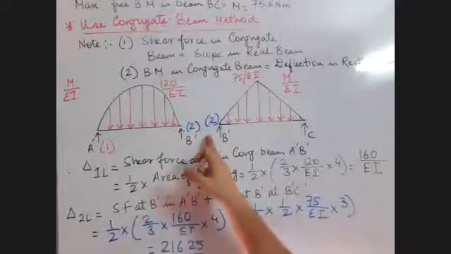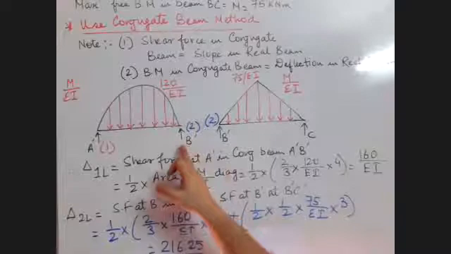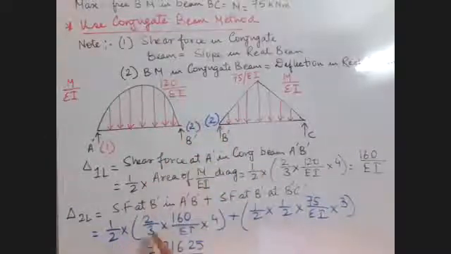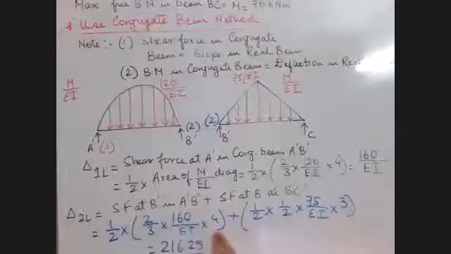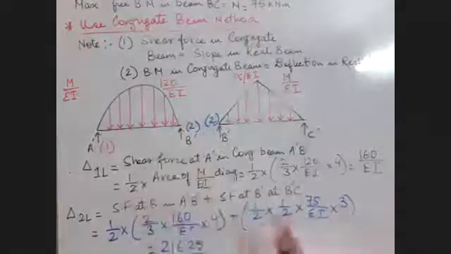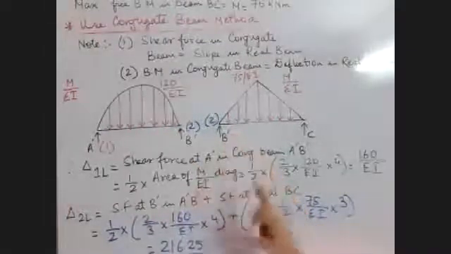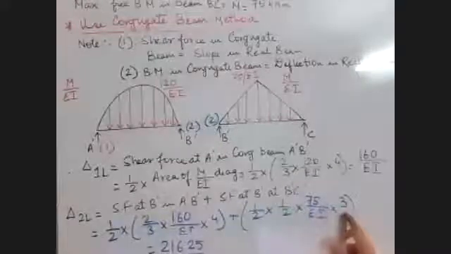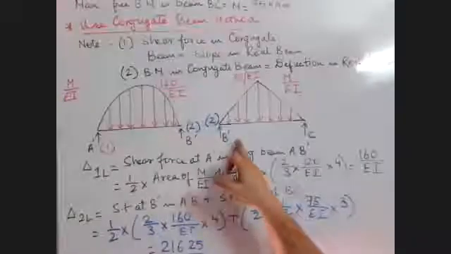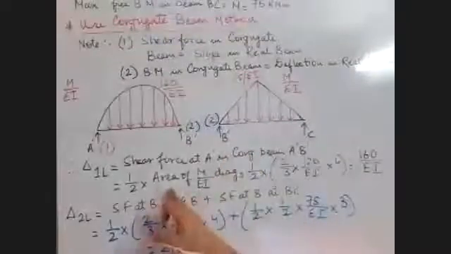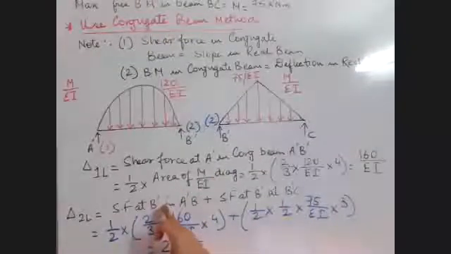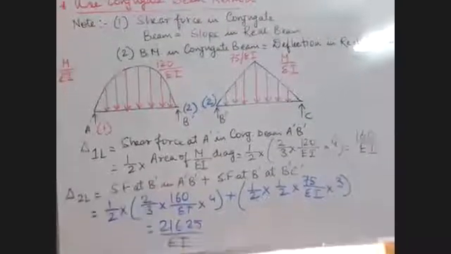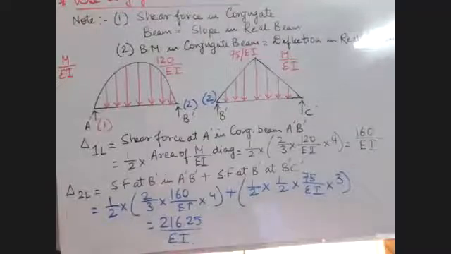And for 2L, point 2 is located at this point and also at this point. So at this point, it will be half of 2/3 into 160 by EI into 4, plus at this point, half of the area of the triangle, half into 75 by EI into 3. So this is for this point and this is for that point. So the value is 216.25 by E.